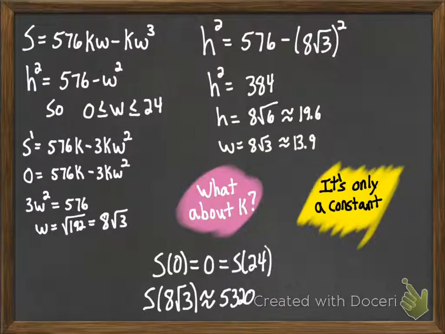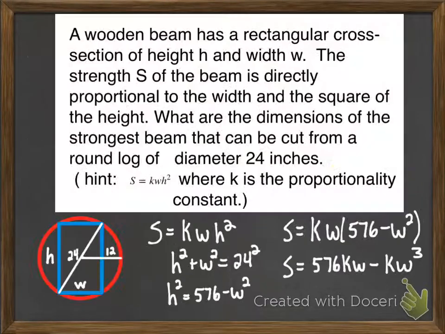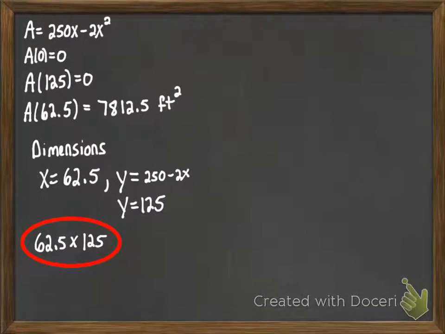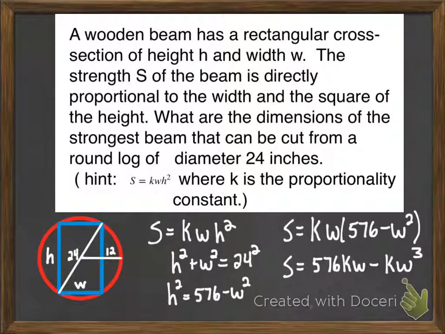So that's it. Hopefully this helps you again with your optimization problems. The key is always to find your primary equation, and then we work to get that equation in terms of one variable. So again, our goal is to get that primary equation.